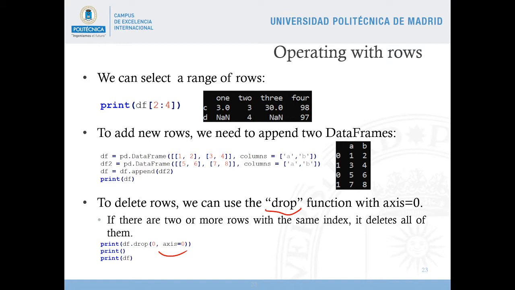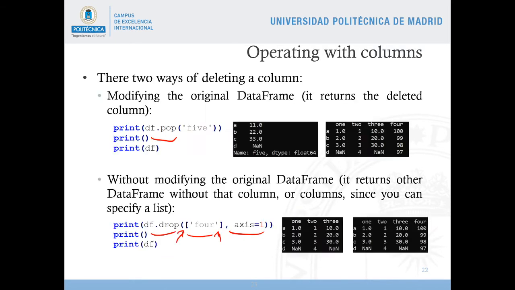For instance, if you want to access here in this data frame this value, the 20.0, you can access it like this: df.loc, and between brackets you have to specify first the name of the row, b, and then comma the name of the column, which is 3. Okay.